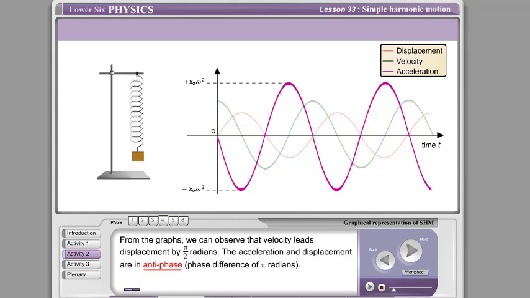From the graphs, we can observe that velocity leads displacement by pi over 2 radians. The acceleration and displacement are in antiphase, that is, phase difference of pi radians.